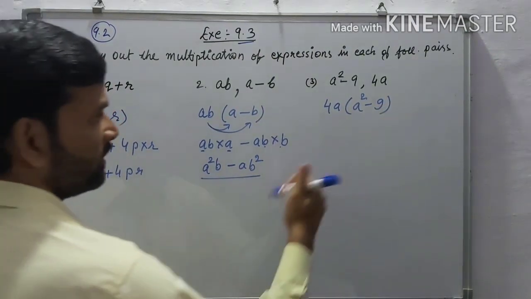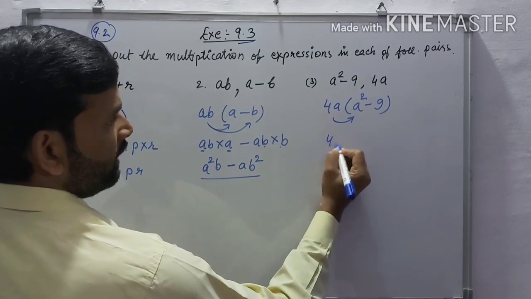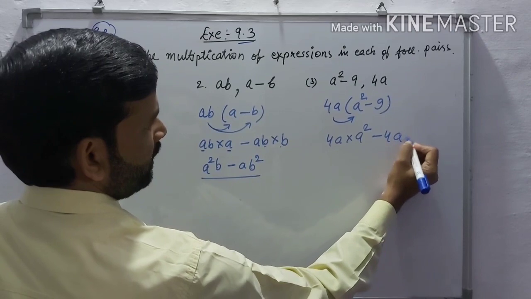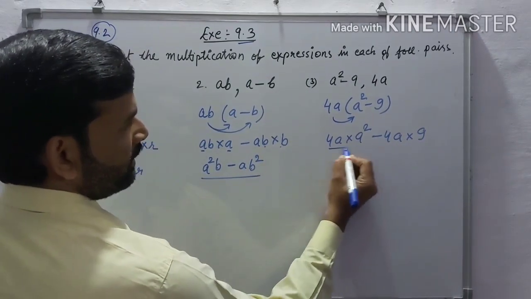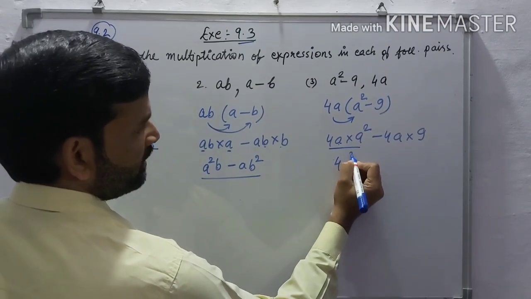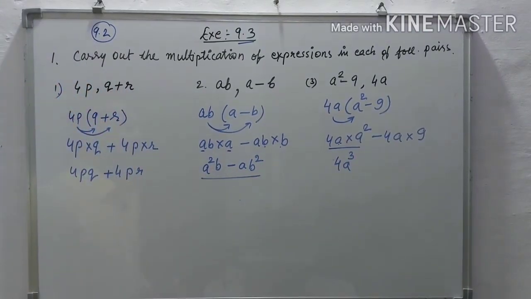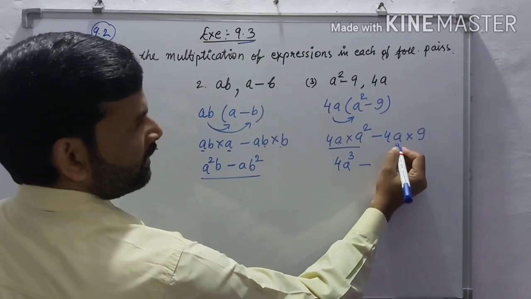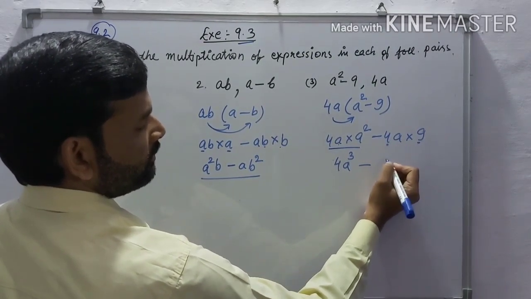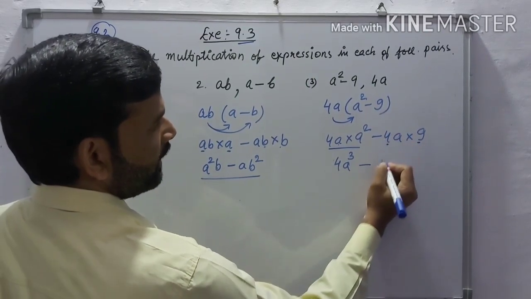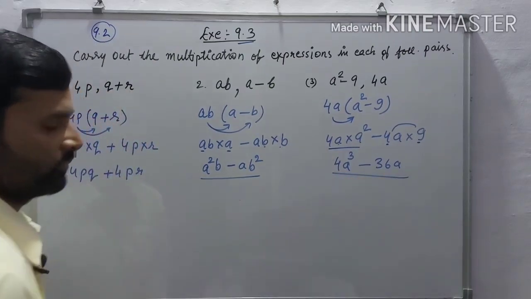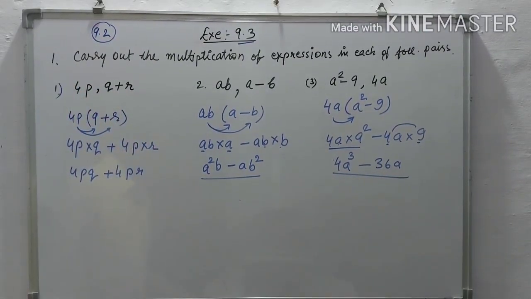So first we will multiply 4a multiply a square and second is 4a into 9. Here a is 2 times and here 1, it means a power 3, 2 and 1 is 3, and minus, it is a constant value, a is the only variable, 4 nines are 36, a. It is the answer.